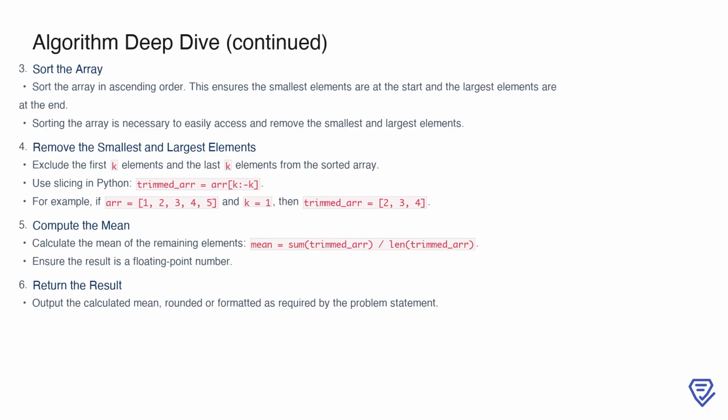Finally, to compute the mean, we sum up the values in the trimmed array and divide by the number of elements left. This ensures the result is a floating point number, which is typically required for problems involving averages. The last step is to return the calculated mean, formatted as specified in the problem statement.